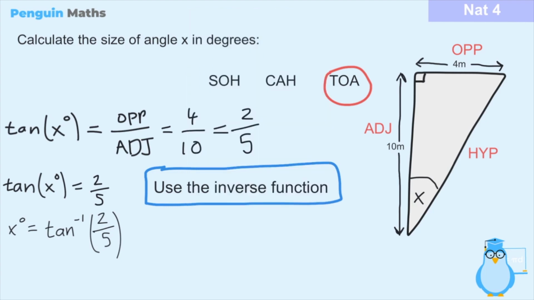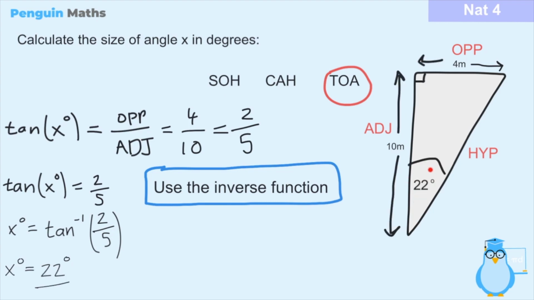Now if we put this equation into a calculator using the inverse tan button, we can then say that x is equal to a value of roughly 22 degrees. So that means that this angle in here, what the question asks, is equal to 22 degrees. And we did this using what are called the inverse functions.